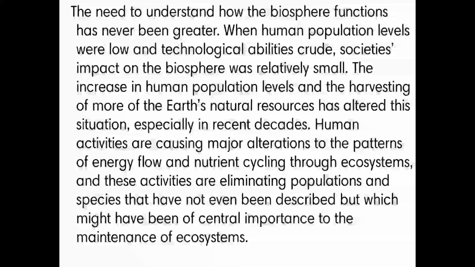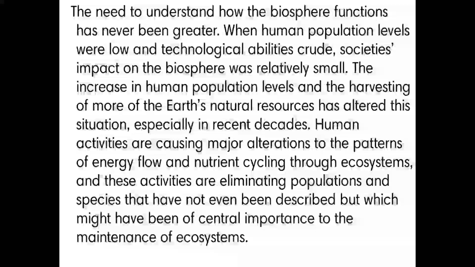When human population levels were low and technological abilities crude, societies' impact on the biosphere was relatively small. The increase in human population level and the harvesting of more of the Earth's natural resources has altered this situation, especially in recent decades. Human activities are causing major alteration of the patterns of energy flow and nutrient cycling through ecosystems, and these activities are eliminating populations and species that have not even been described but which might have been of central importance to the maintenance of the ecosystem.